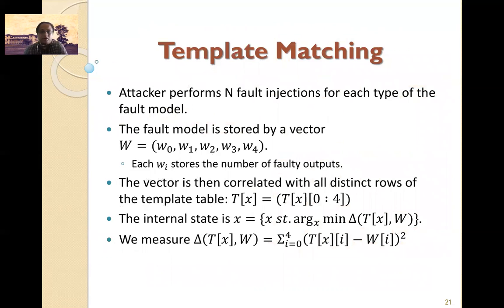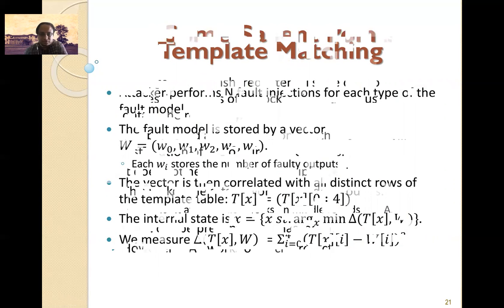So using this, we can go into our template matching phase. The fault model can be stored by the vector that, when we are performing n fault injections in the template matching phase, we obtain a vector W, which stands for the number of times the fault is affecting the output. And then we perform a correlation. In our case, we calculate the correlation by calculating the squared distance, and we try to minimize the squared distance. And we assume that the correct input state will be minimizing this squared distance.